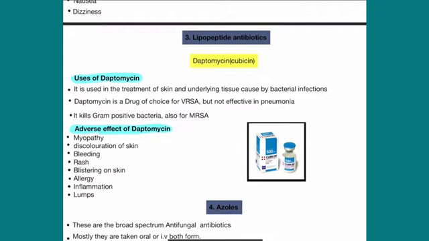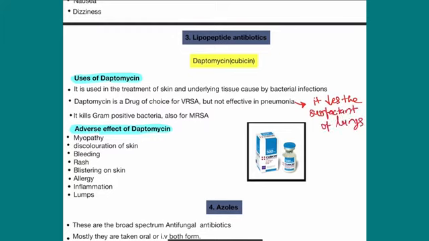decreases the surfactant of lungs. Why not use? Because daptomycin causes the decrease of the surfactant of the lung. So it is not used in case of pneumonia, because when surfactant decreases, problems in the lungs occur, so it is not used in the pneumonia patient.